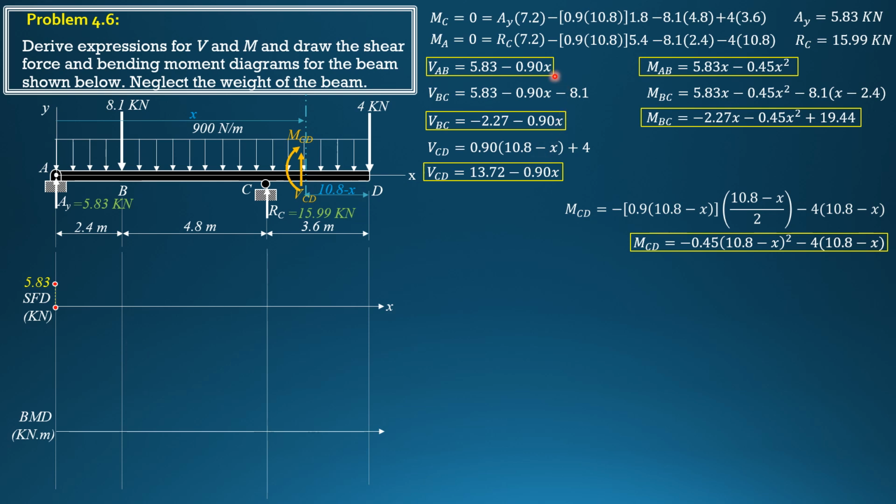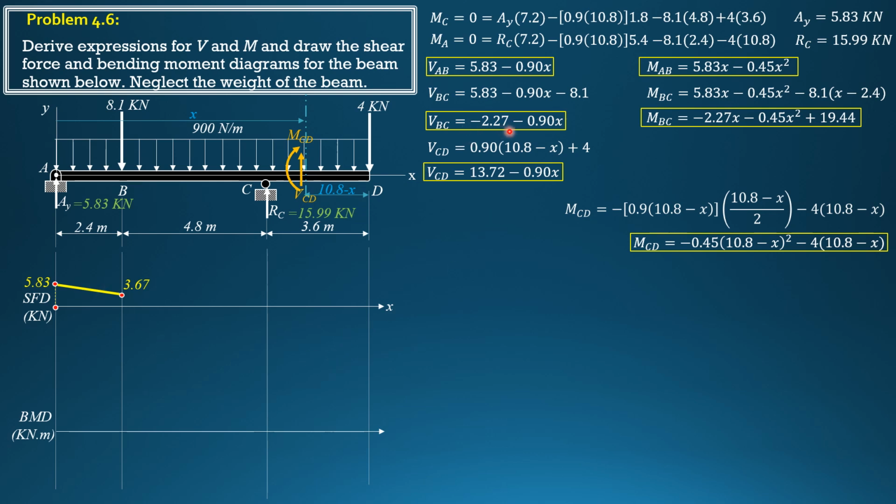Then when x is 2.4, 5.83 minus 0.9 times 2.4, it is 3.67. Since this is just a straight line, no problem, you just connect them with a straight line as shown. There's no need to apply that technique because that's just a straight line.